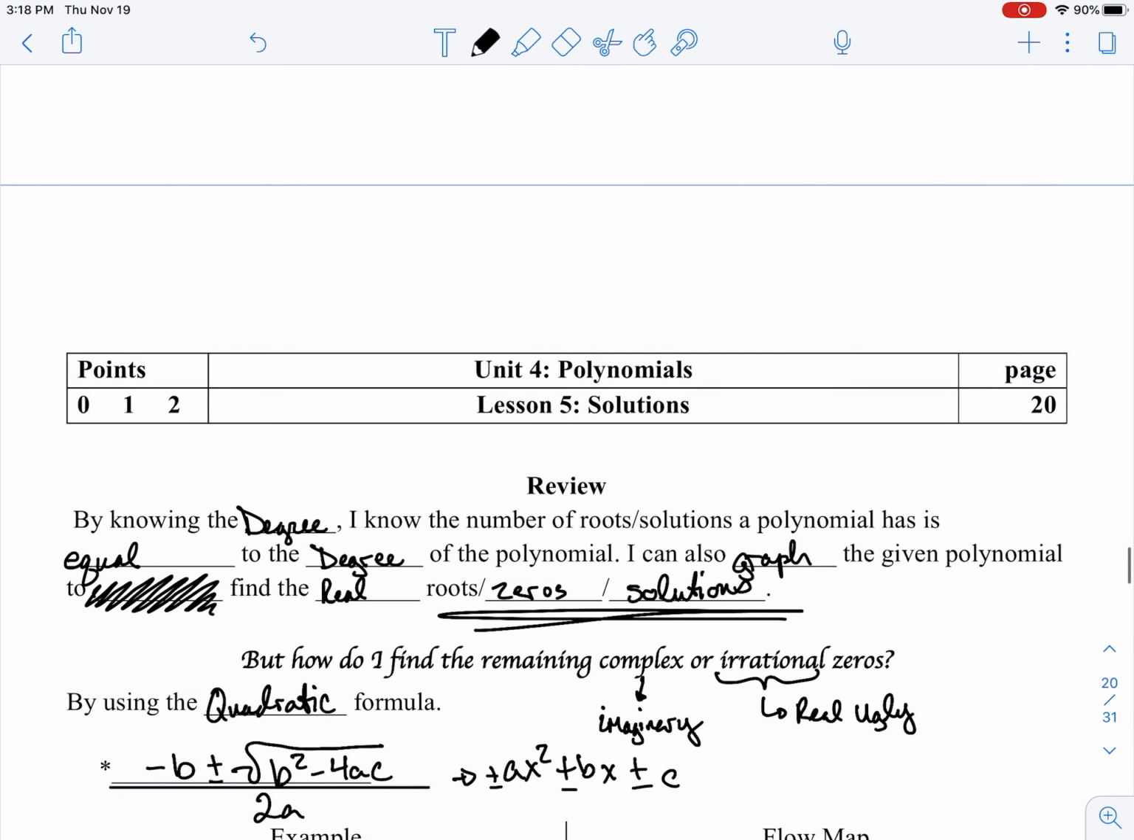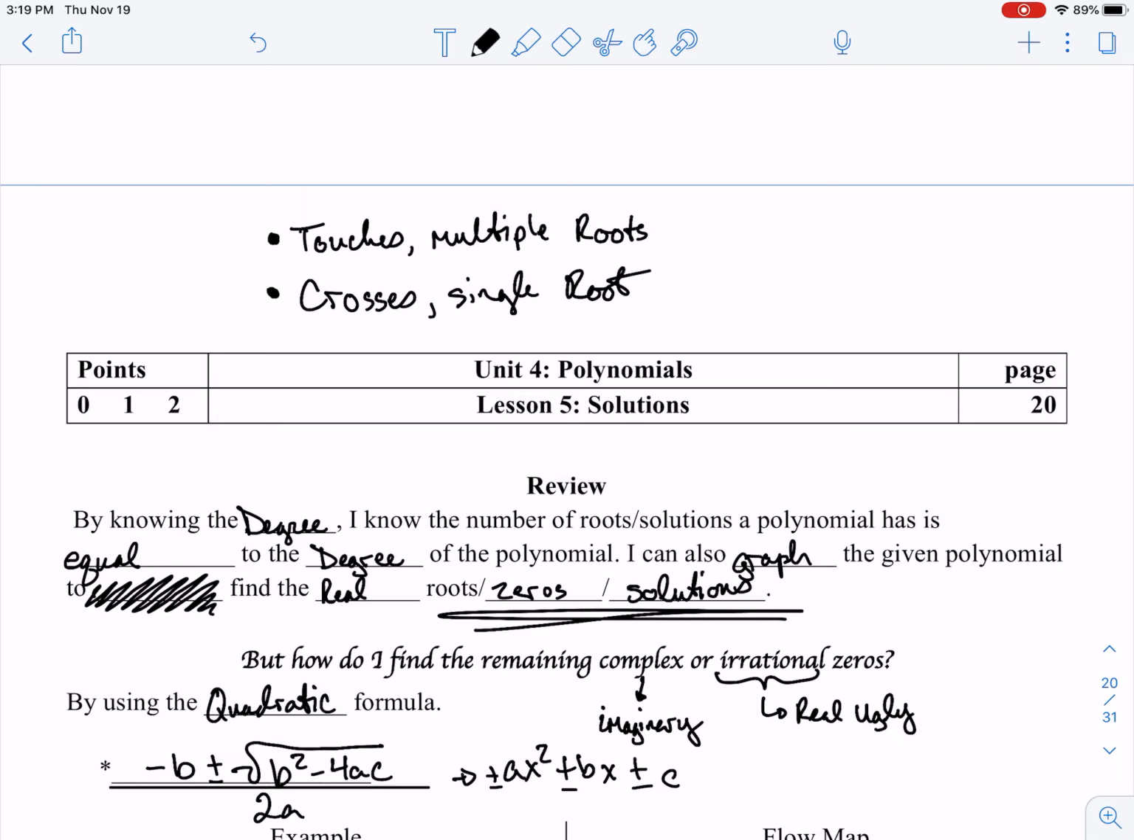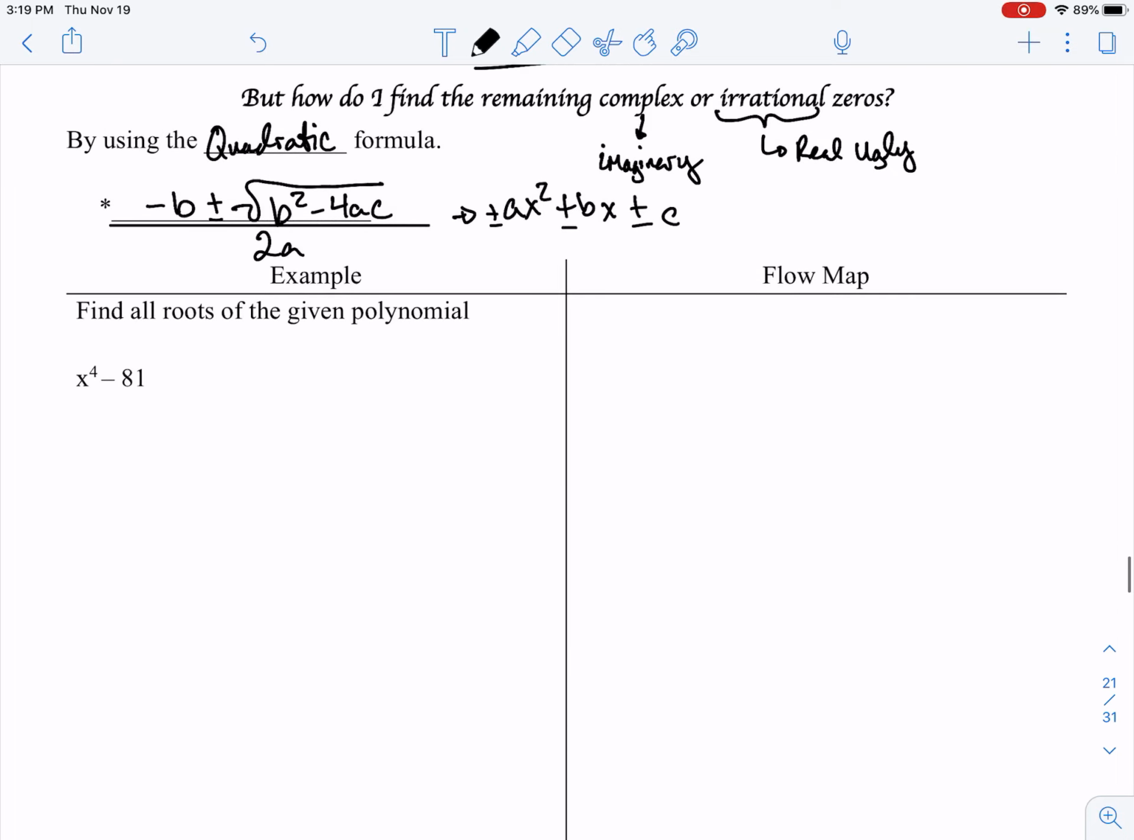Now, a quick tip I'm going to share with you. If it only touches, it's multiple roots. If it crosses, it's a single root. All right, and we'll see an example of this.